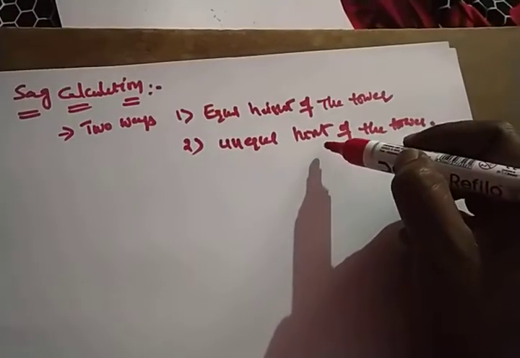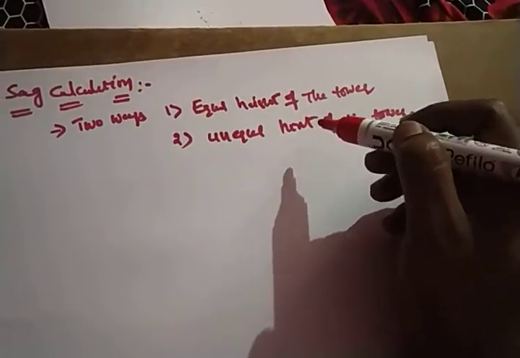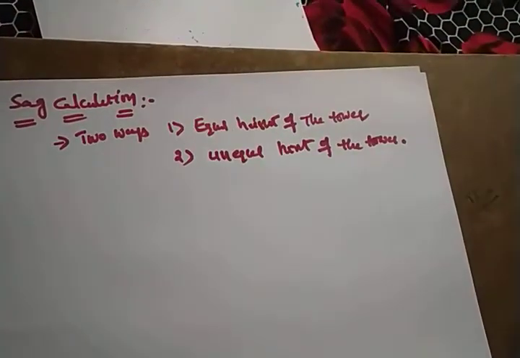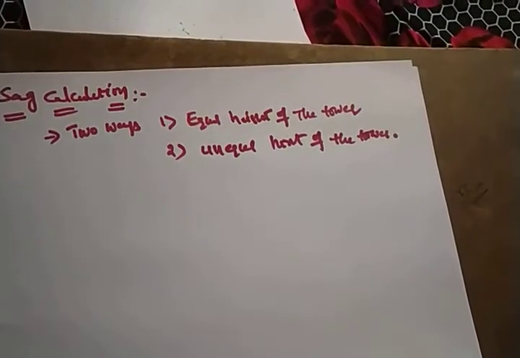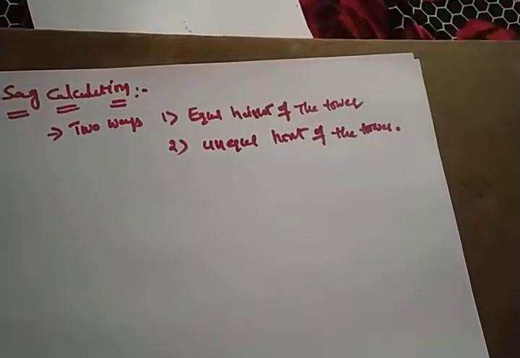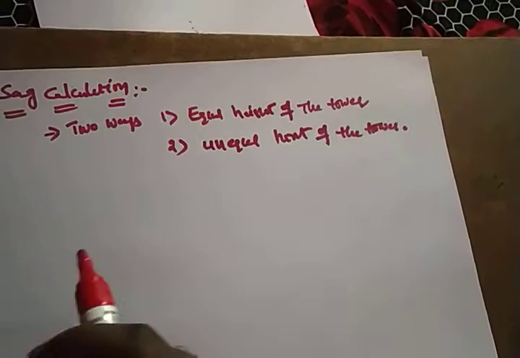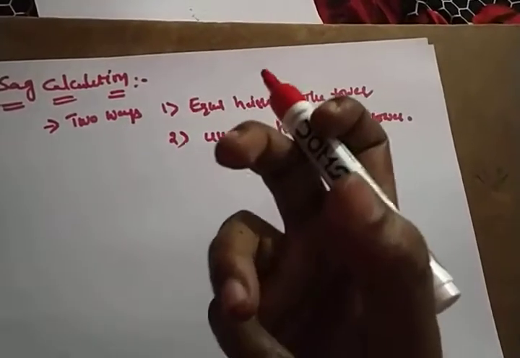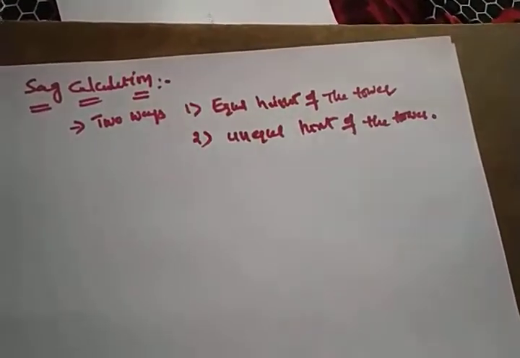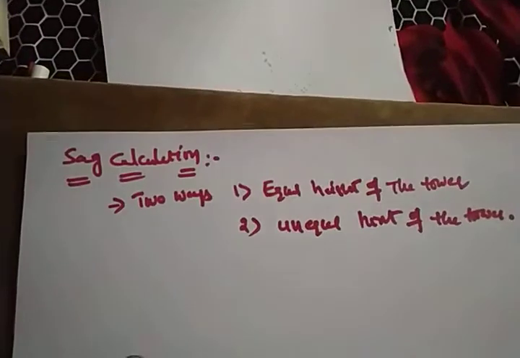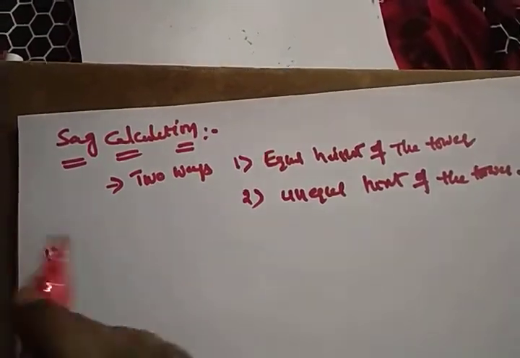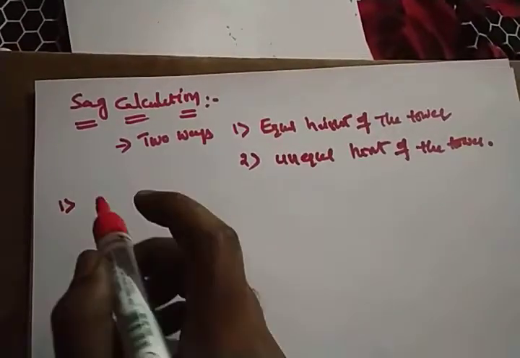So unequal height means in hilly areas, right? One transmission tower is going to be downwards, the other transmission tower will be on the top of the hill. That means there is a height difference between the two towers. In that situation, how much sag should we maintain in the system? We just calculate it. The first one is the equal height of the towers, so we need to calculate for equal height of the towers.